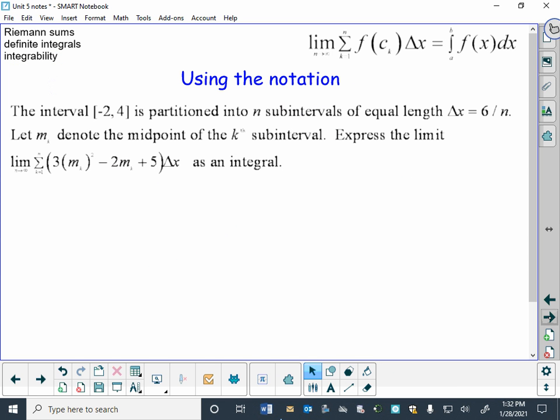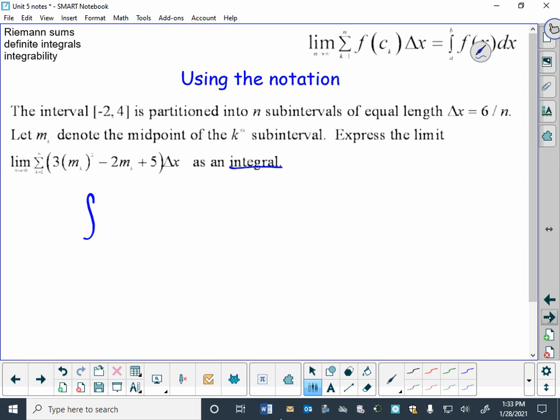Okay. So, as an example, the closed interval from -2 to 4 is partitioned into n subintervals of equal length equal to 6 over n, because the width of the interval is 6, and we're going to make n of those, okay? And we're going to make them all the same size. M sub k is the midpoint of the kth subinterval, so they've chosen the c sub k to be the midpoint, okay? And they want us to express this limit as n goes to infinity of the sum from k equals 1 to n of 3m sub k squared minus 2m sub k plus 5, all times delta x as an integral, okay?